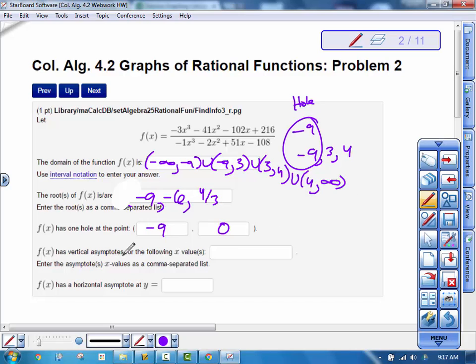The vertical asymptotes are places where the bottom is 0, so that'd be 3 and 4. And then the horizontal asymptote of this function, horizontal asymptotes are when the degree is the same at the top and the bottom. It's a ratio of leading coefficients, which would be y equals 3 in this case. All that information is on your formula sheet.